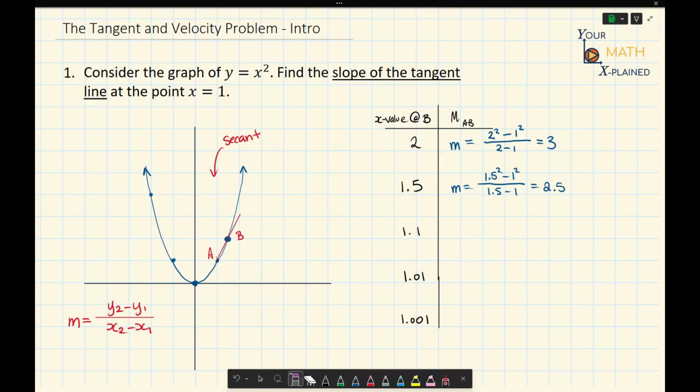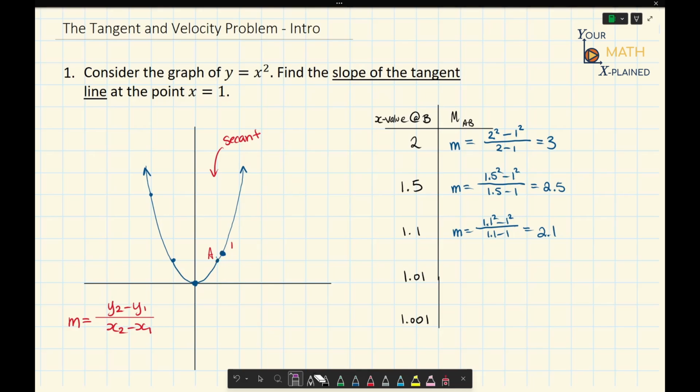Cool. So now it seems like we're getting closer. Let's try to do a little better. Now we're going to put our B right over here, and it has an x value of 1.1. Same thing, we're going to connect those 2 dots, and this is going to be our new secant line. Now the slope there is going to be equal to 1.1 squared minus 1 squared over 1.1 minus 1. And now our slope is equal to 2.1.